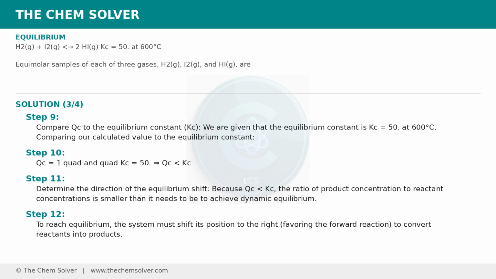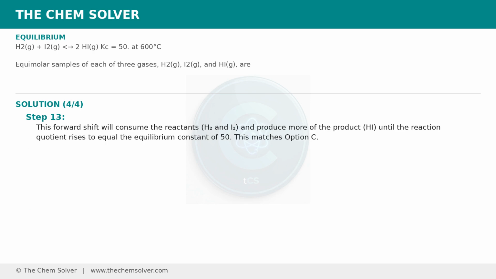Determine the direction of the equilibrium shift. Because Qc < Kc, the ratio of product concentration to reactant concentrations is smaller than it needs to be to achieve dynamic equilibrium. To reach equilibrium, the system must shift its position to the right, favoring the forward reaction, to convert reactants into products. This forward shift will consume the reactants, H2 and I2, and produce more of the product, HI, until the reaction quotient rises to equal the equilibrium constant of 50.